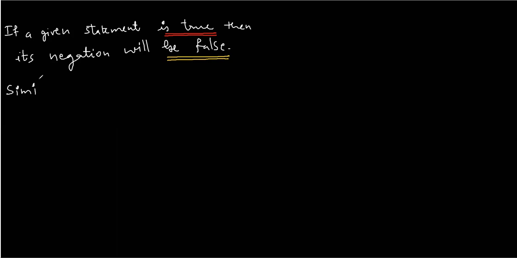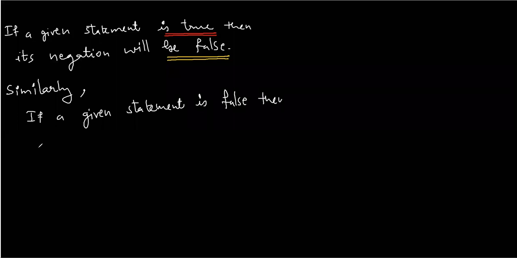Similarly, if a given statement is false, then its negation will be true. If the given statement is false, then the negation will be true. Always remember. So now I write the truth table.